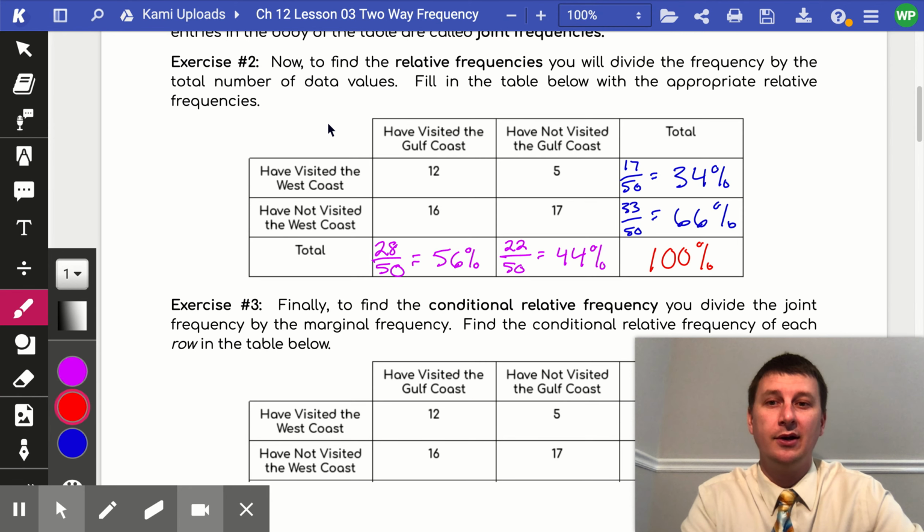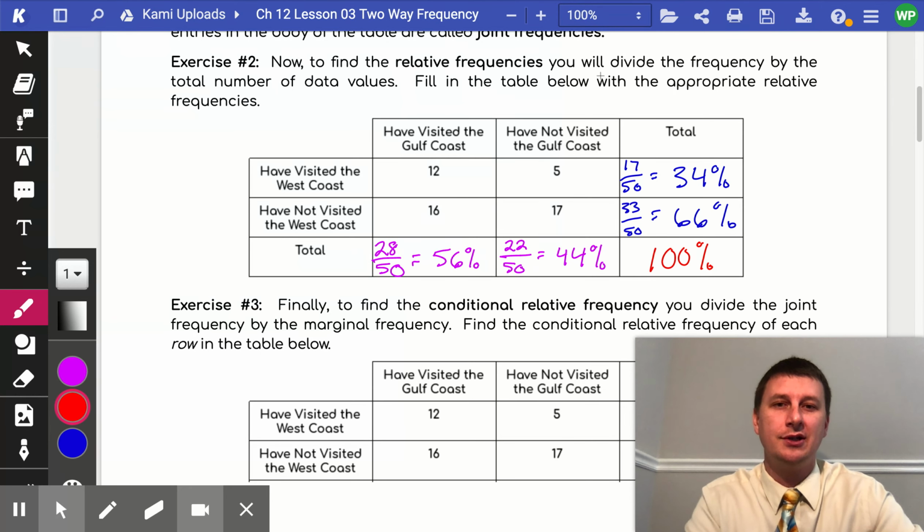You can go on to exercise number 3 now to find the conditional relative frequency.